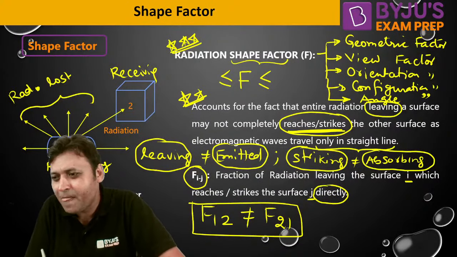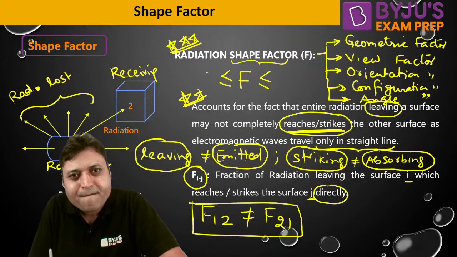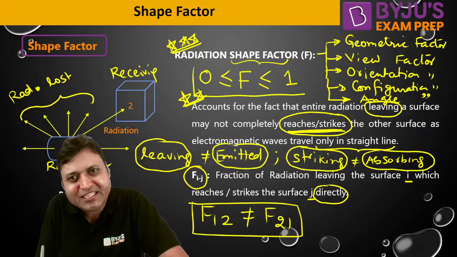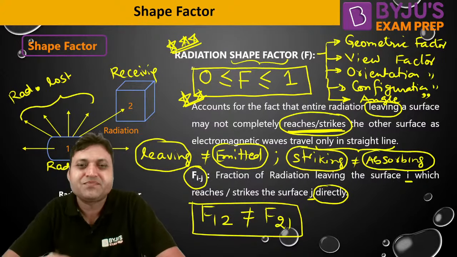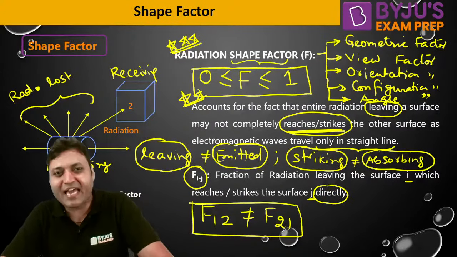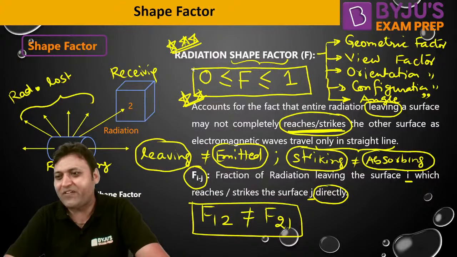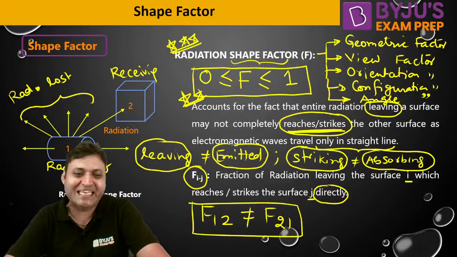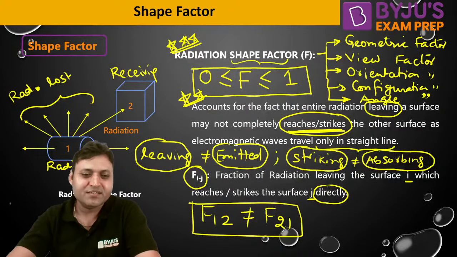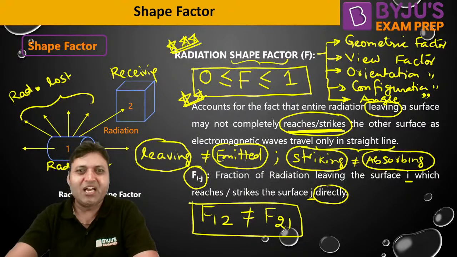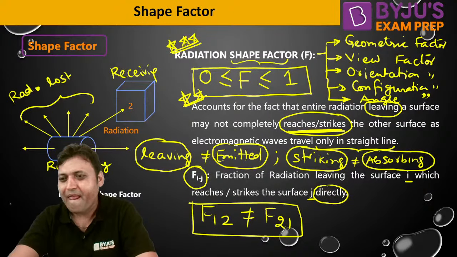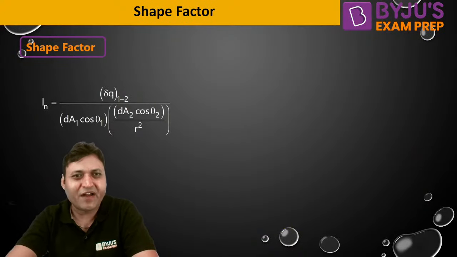Can you just let me know? It is between 0 and 1. The shape factor lies between 0 and 1. What is the meaning of zero shape factor? Can anybody let me know? When we say zero shape factor between two surfaces, what is the meaning of zero shape factor?